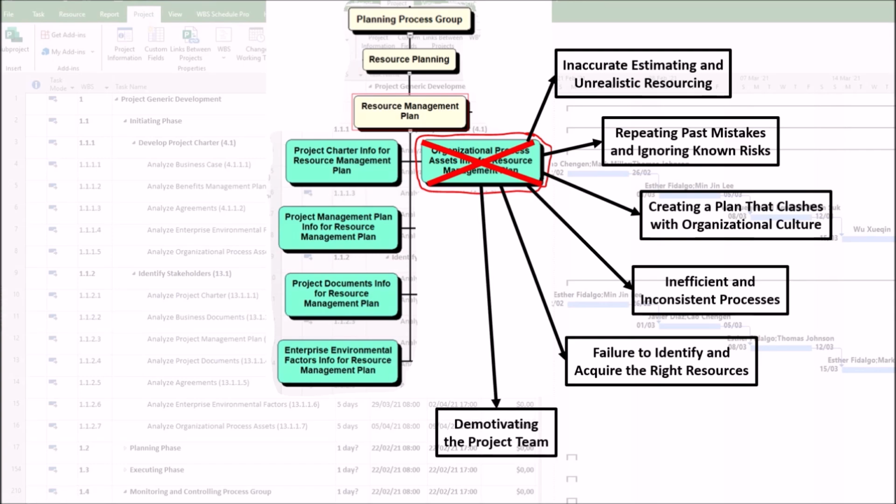6. Demotivating the project team. A plan built without considering past team feedback and motivational strategies is a plan that ignores the human element. The harm caused is low team morale and poor performance, as follows.